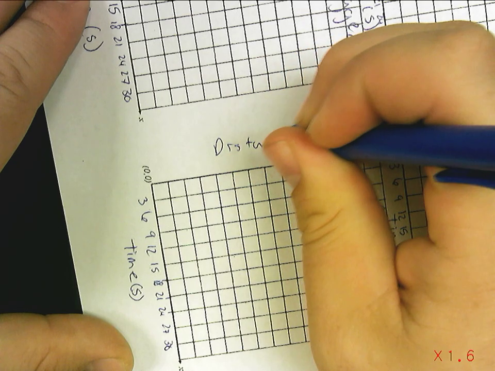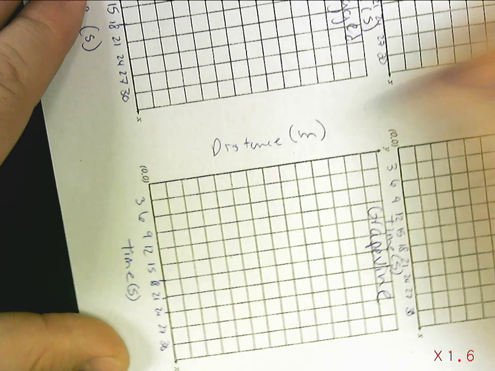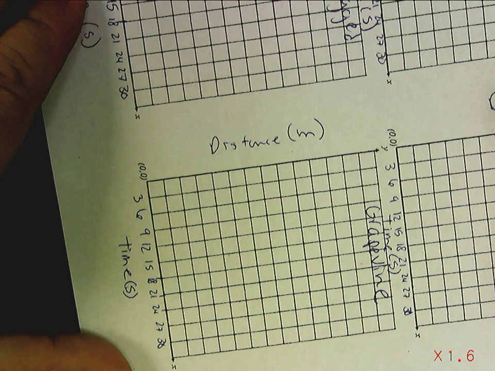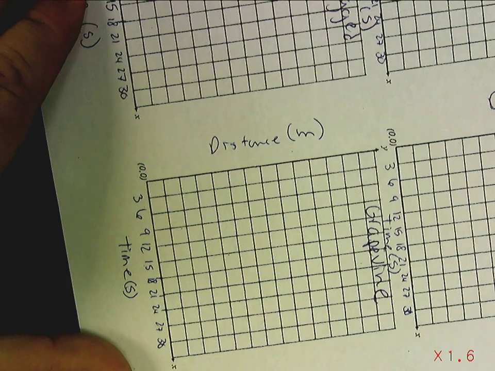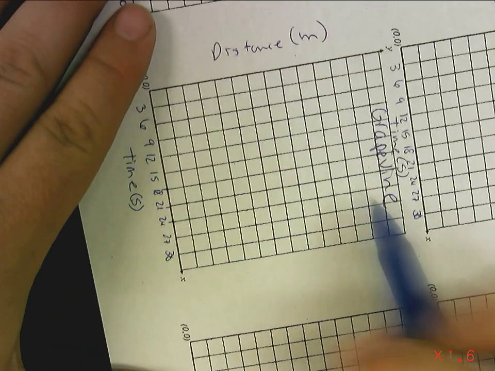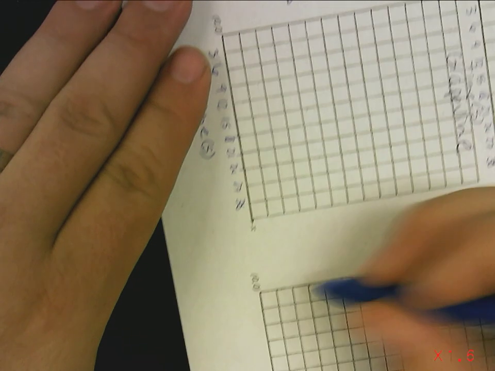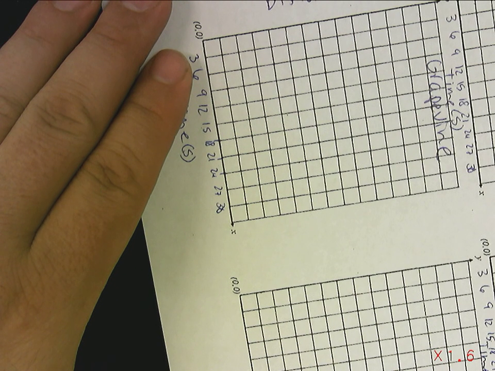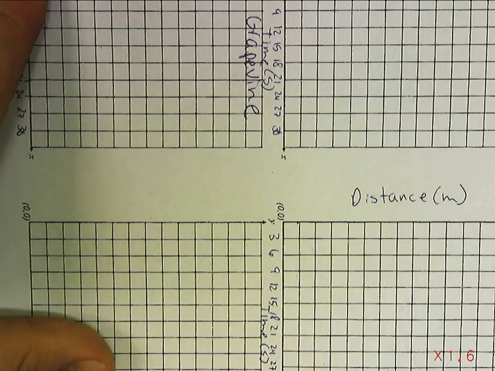You notice I'm not putting this directly on the side. It's a little bit off to the side, and that's so that I can put my intervals in there. So this is distance in meters. So now I have them all done with the distance.